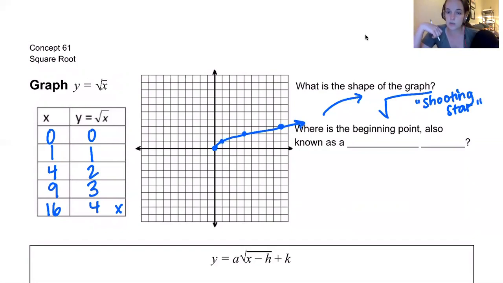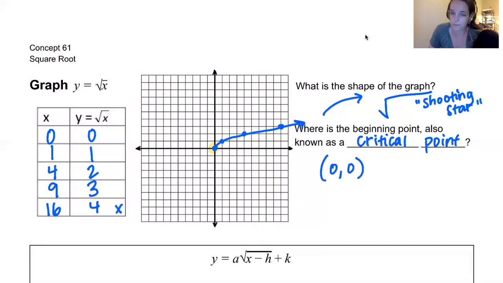Then our next question says, where is the beginning point, also known as a critical point? Right, so the critical point is like the center of the graph. It's the point where it starts. And in this case, the critical point is right here in the center. So the critical point here would be 0, comma 0. So it starts at the origin in this case.